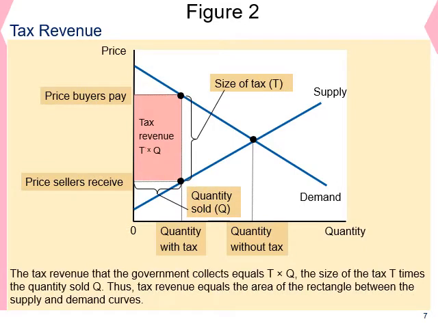Figure 2 deals with tax revenue. To compute tax revenue, you take the size of the tax, this much, and you multiply that with the quantity sold in the market, Q. It's going to be T times Q that will give you the tax revenue.